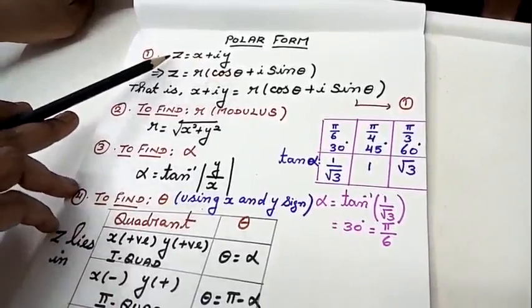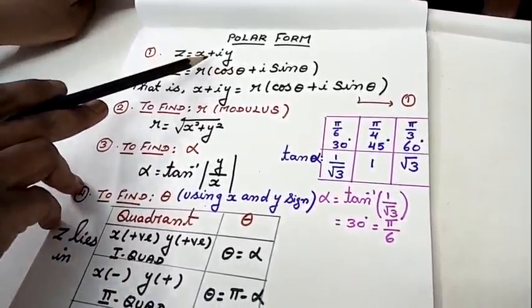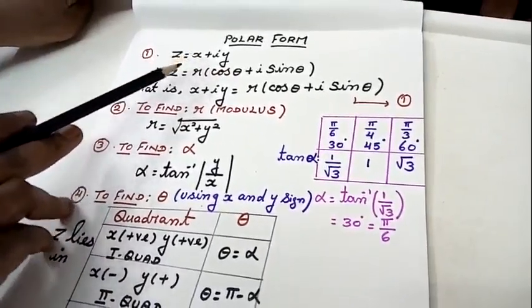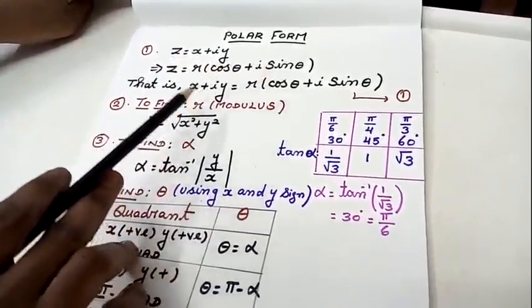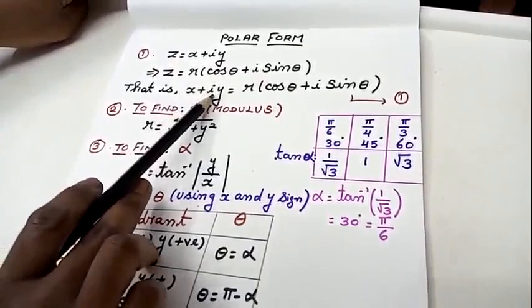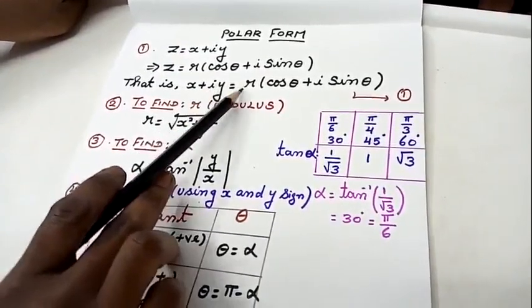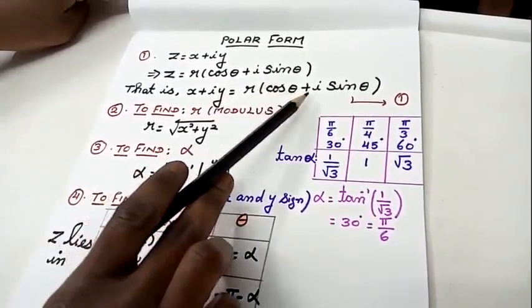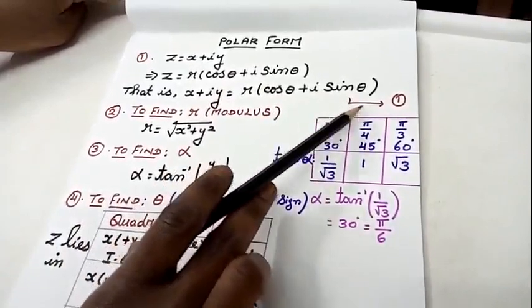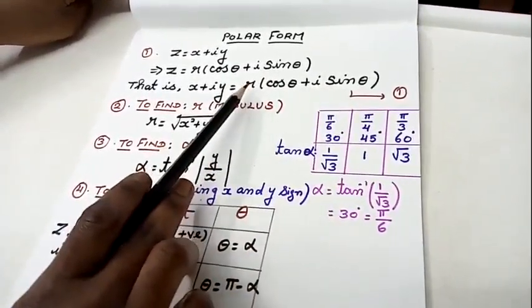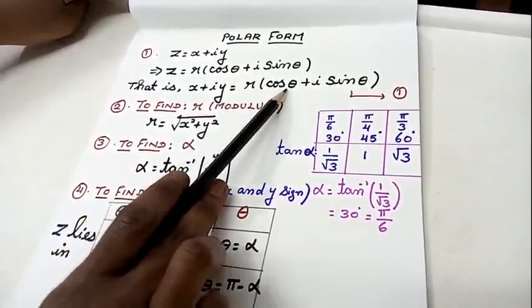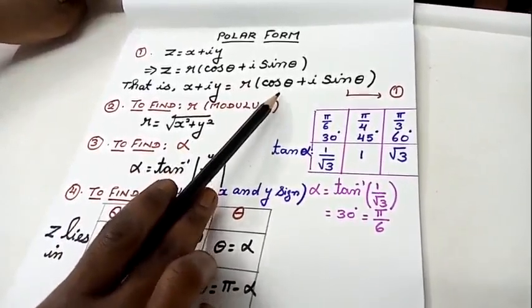This is your question, students, z equal to x plus iy. I am going to write it like this: z equal to r cos theta plus i sin theta is nothing but, first I am going to write x plus iy equal to r cos theta plus i sin theta. I am going to mark this as equation 1. So what I am going to find here is r and theta. That is the procedure we are going to do here.